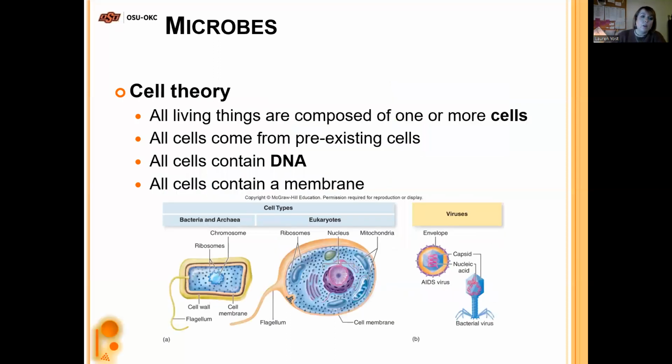Okay, microbes. All right, so what is cell theory? Cell theory is an important concept in all biology, not just microbiology. Cell theory states that all living things, if it's alive, it's made of cells, at least one cell. And we will talk about what constitutes a cell. Then all cells come from pre-existing cells. They can't just spontaneously generate. All cells have DNA, which is the genetic material in the cells, and all cells contain a membrane. So that means they're covered by a membrane always.